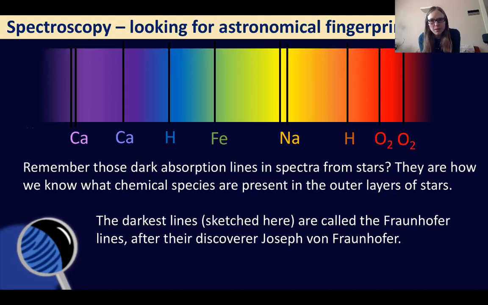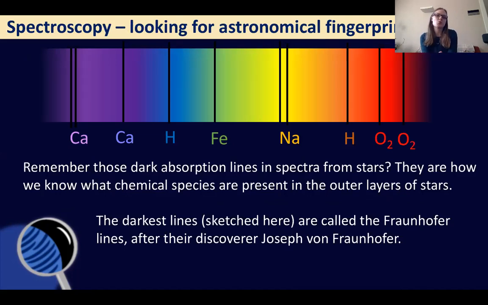So when I was talking about the radial velocity measurements and the wobbling stars, I mentioned that stars have gases in their outer layers that absorb particular colours of light. And actually, the presence of those absorption lines is how we know what chemicals are present in the outer layers of stars.